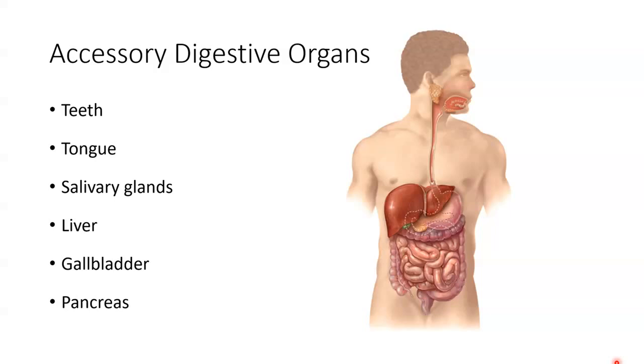So they function to aid in digestion, whether that be mechanically, like in the case of the teeth, or chemically by releasing digestive enzymes in the case of the pancreas and the salivary glands. The accessory digestive organs that we will focus on in this unit are the teeth, the tongue, the salivary glands, the liver, the gallbladder, and the pancreas.